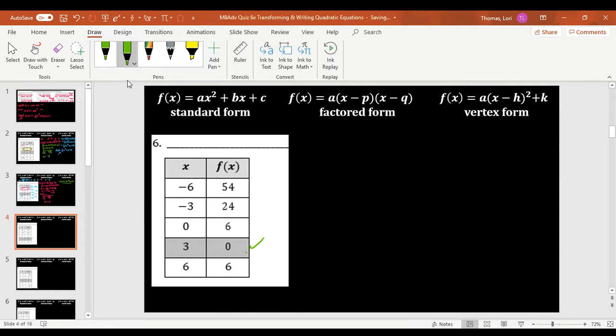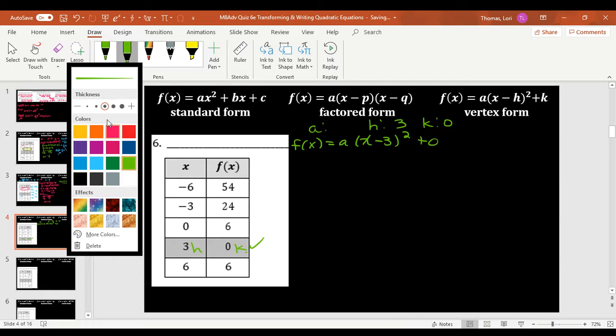So we're going to use this point. For vertex, we need an A, an H, and a K. We know that our H is 3 and our K is 0. So let's fill in what we have. We have x minus 3 quantity squared plus 0. Of course, you do not have to put the plus 0.